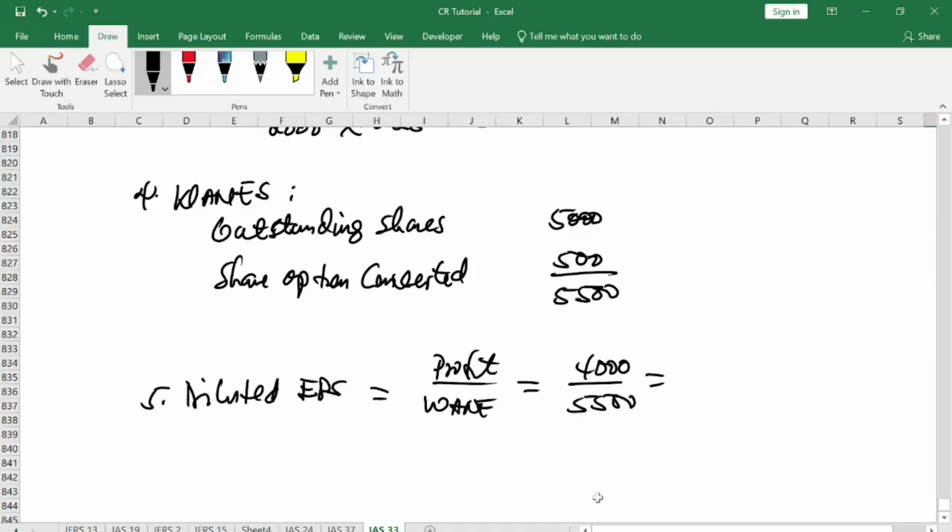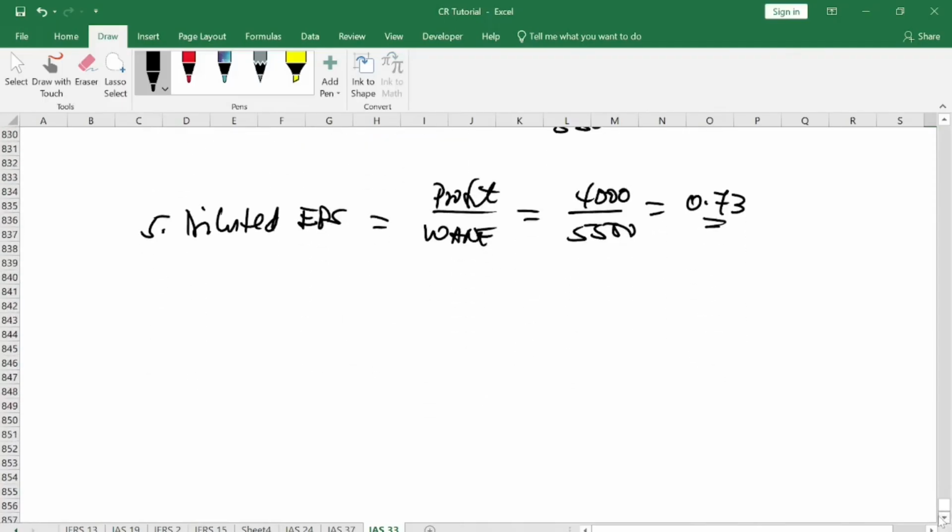So that gives you 0.73. Alright, so here you compare. You realize that your basic earnings per share is 0.83, and then diluted is 0.73. So it is dilutive. This is what we call share option.